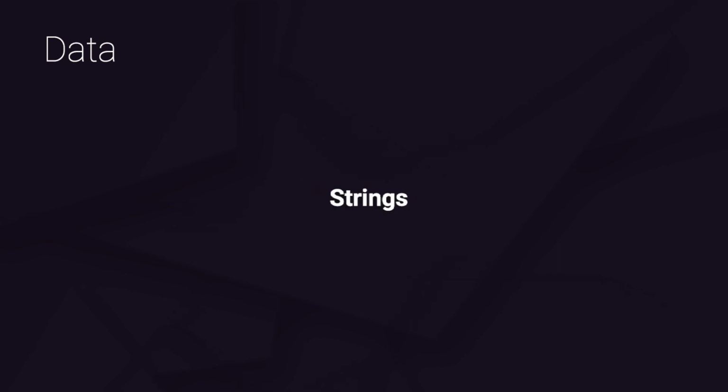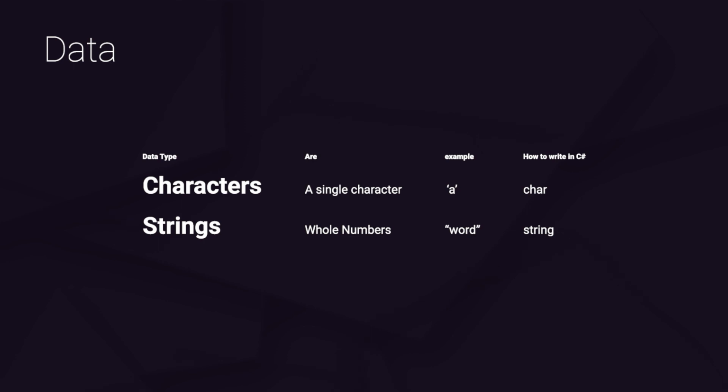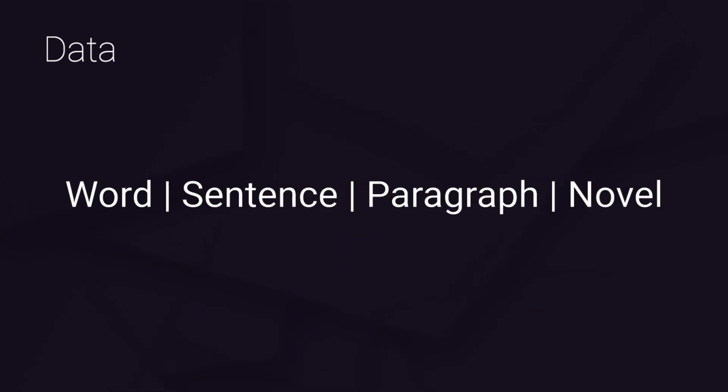Strings are the data type we'll use most because we're making a text adventure. So to write a char, type the letter you want surrounded by quotes. To write a string, you write the string of letters you want surrounded by quotes. And to be clear, when I say a string of letters, I mean word, sentence, paragraph, or novel. You can add as many characters as you want to a string.